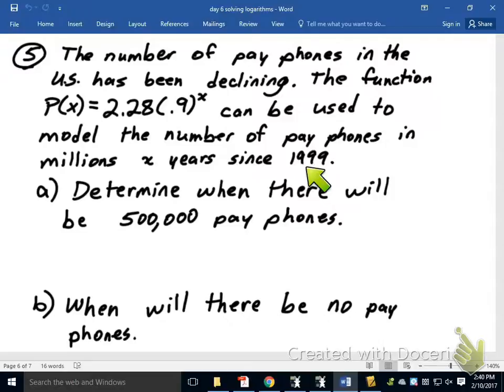Now, what I'm going to do is determine when there will be 500,000 payphones. The variable that they gave me here is P of x. And what I'm going to do is put 0.5 in for P of x. Now, why 0.5? Well, that's 500,000, so that's 0.5 million. Remember that this was in the millions.